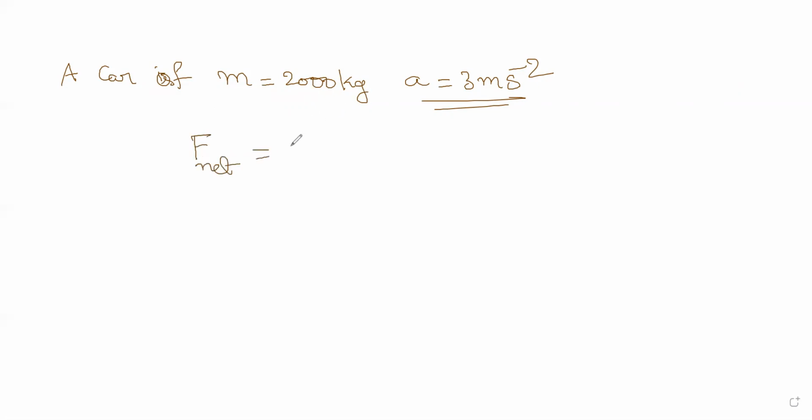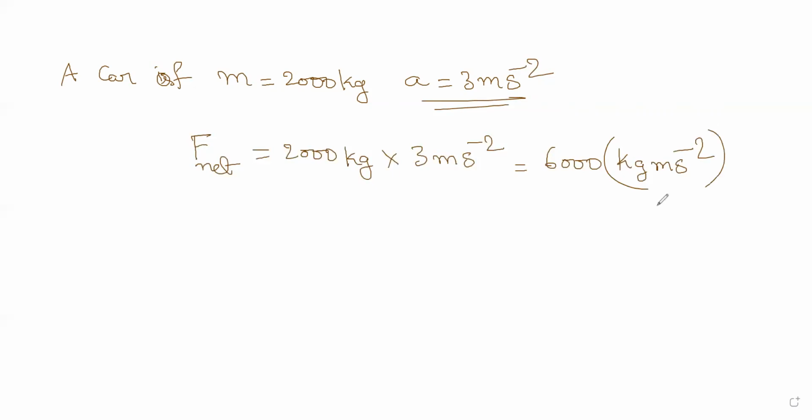You can do this: 2000 kg multiplied by acceleration. Acceleration is 3 meters second power minus 2. So 2000 into 3 is 6000, with the unit kg meter second power minus 2. This is called newtons.